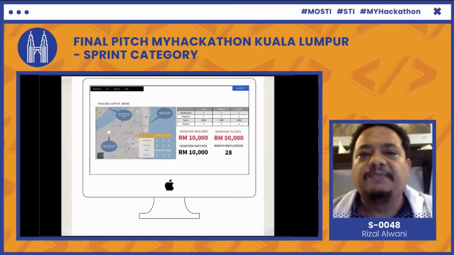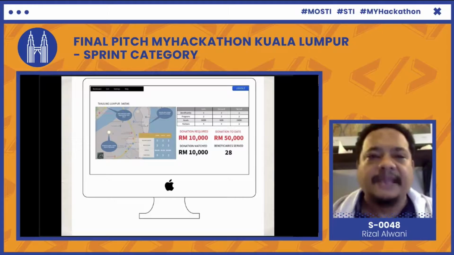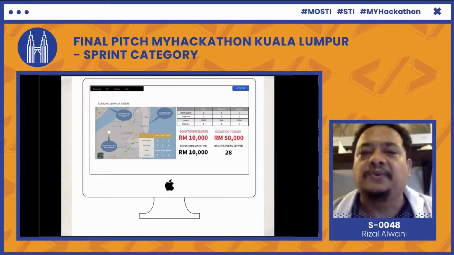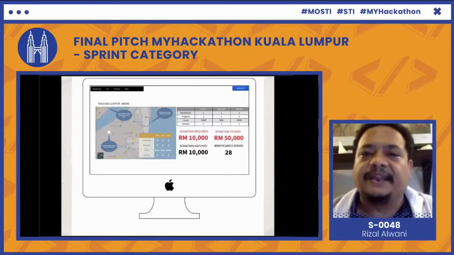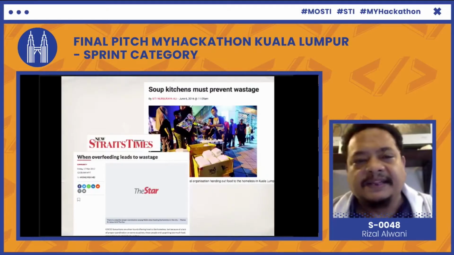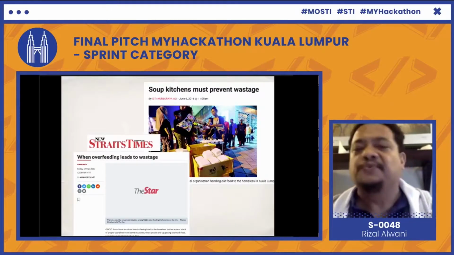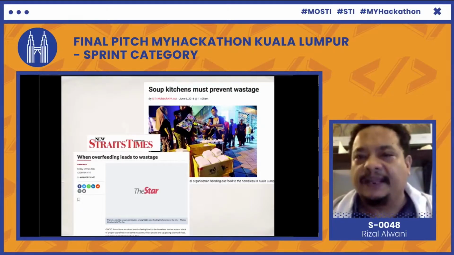You can monitor the neighborhood, and you can look at the supply and demand, what programs are there, who the beneficiaries are, where the beneficiaries are, what they require. So this is to avoid the wastage that's happening. If you look at Dataran Merdeka, there's overfeeding that leads to wastage. This happens a lot when we do charity programs.